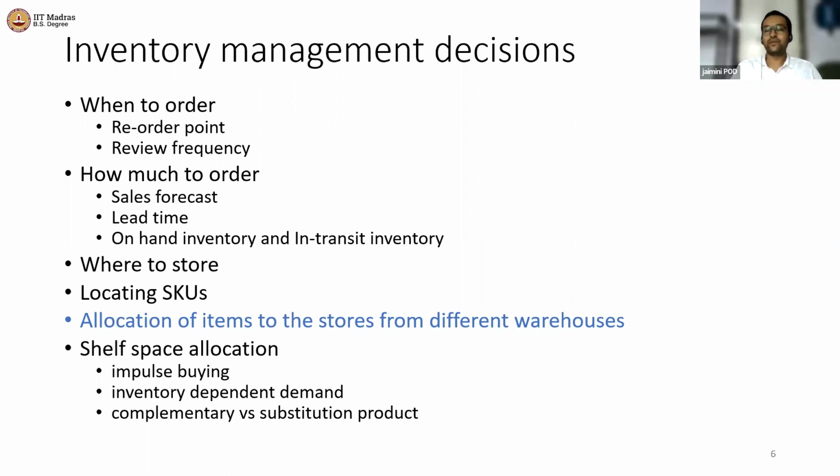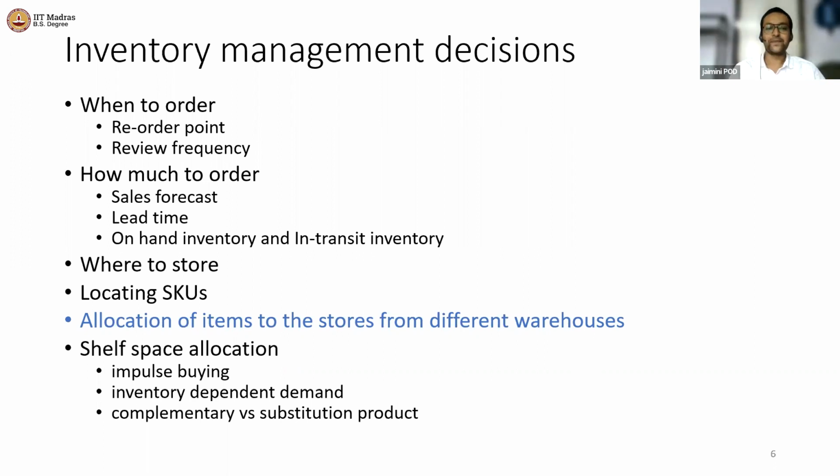Then the next thing is how much inventory I'll have when I place my order, how much is on hand and how much is in transit. Say some shipments are already on their way. So while placing the order, I need to account for those in-transit items also. Because if 100 items are already coming and I place another 100 items, I will have a stockpile. Suppose my demand is 120. So 100 is already coming, so 20 I have to order.